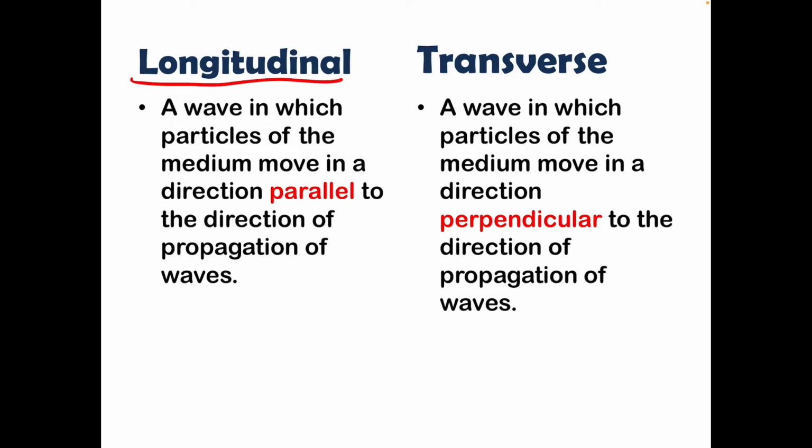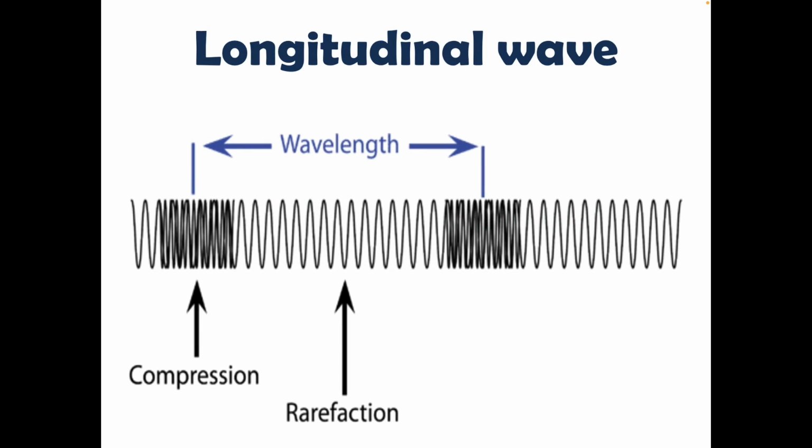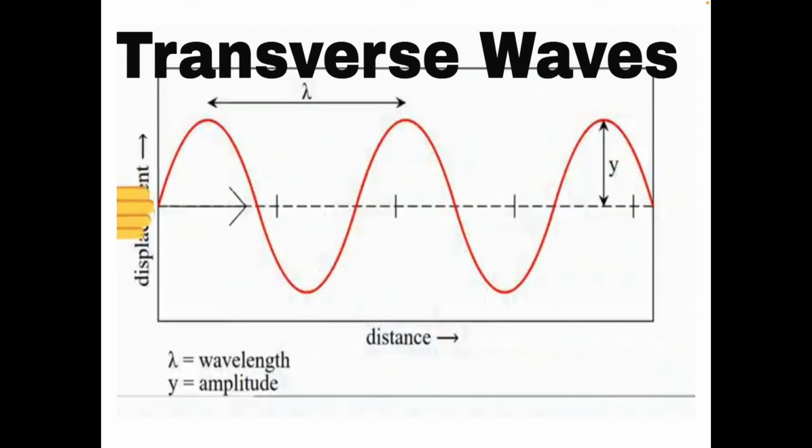A longitudinal wave is a wave in which particles of the medium move in a direction parallel to the direction of propagation of waves. Whereas in a transverse wave, particles of the medium move in a direction perpendicular to the direction of propagation of waves. This is how a longitudinal wave moves. This is how a transverse wave moves.